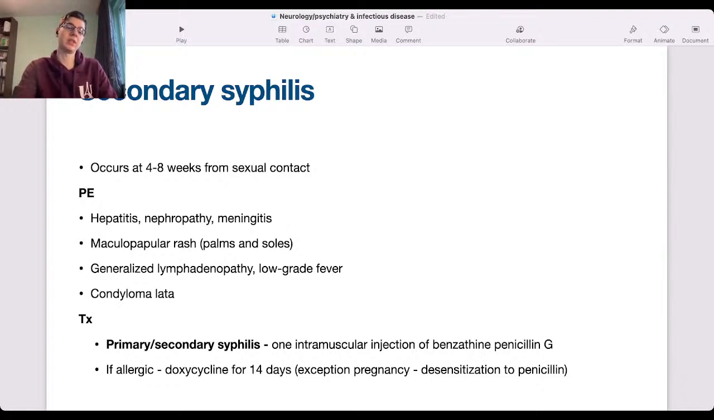The treatment for syphilis, if it's primary or secondary, is one intramuscular injection of benzathine penicillin G. If the patient is allergic, we give doxycycline for 14 days. However, here we have an exception. The exception is namely pregnancy. If we have a pregnant woman that is allergic to penicillin, then we desensitize the patient to penicillin and then we proceed again with benzathine penicillin G. Please let me know in the chat box if you have any questions regarding syphilis.